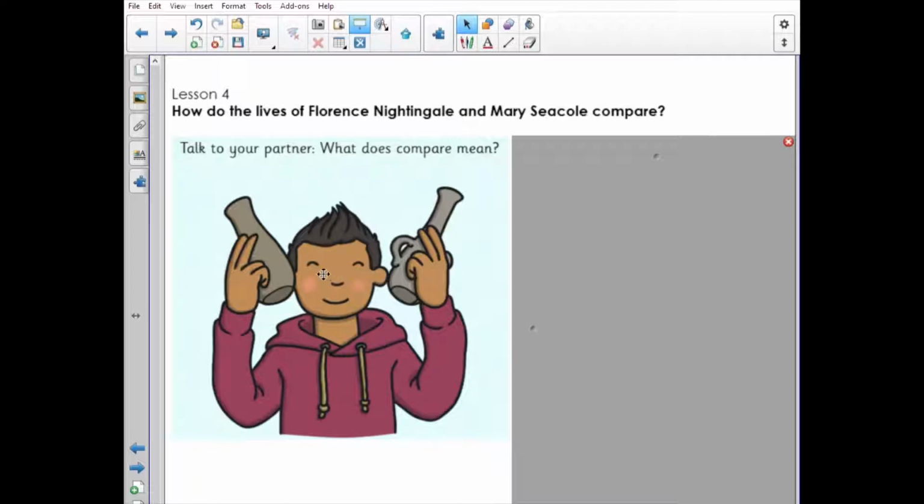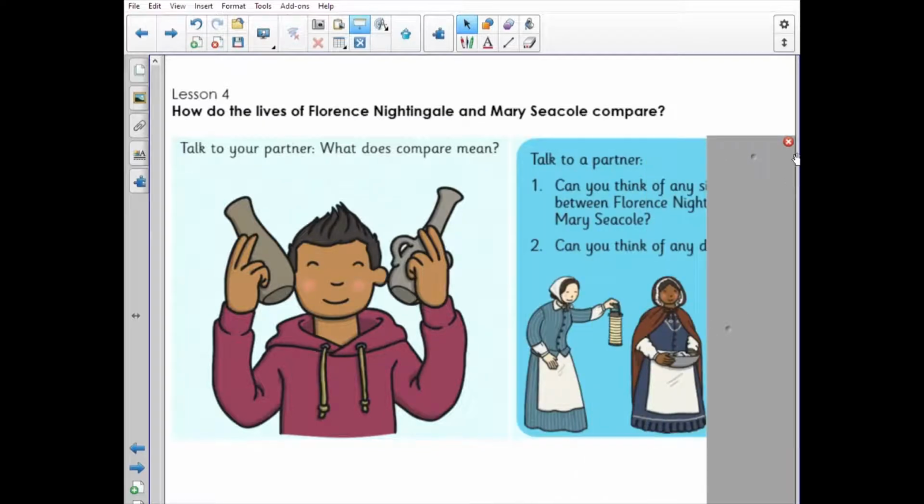So talk to your partner. What do you think compare means? Press play when you're ready to carry on. So comparing is when we look at two different things or even more, and we think about what is the same and what is different about them.